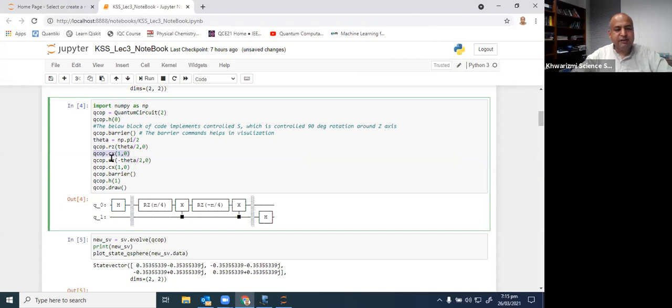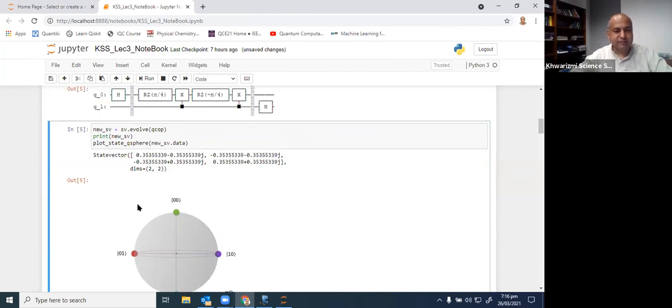Then here I have implemented the CX gate. This is the controlled NOT gate, and you can see the symbol is very simple, CX. One is my control qubit and zero is my target qubit. As you can see in the symbol, the X is applied on qubit zero. Just for the sake of building a circuit, I'm applying a rotation with Z, and then another CX gate. Then I have a barrier, another Hadamard over here, and then I'm drawing the circuit. So it's working like this.